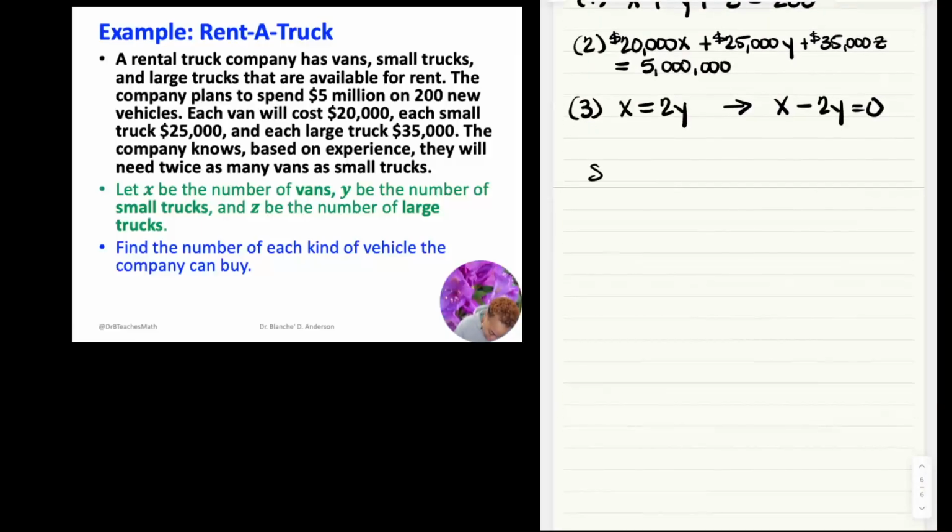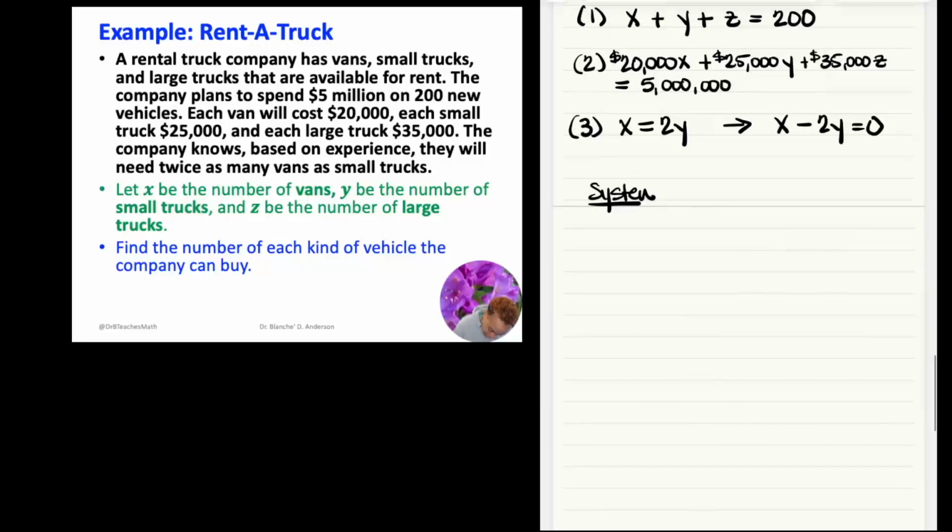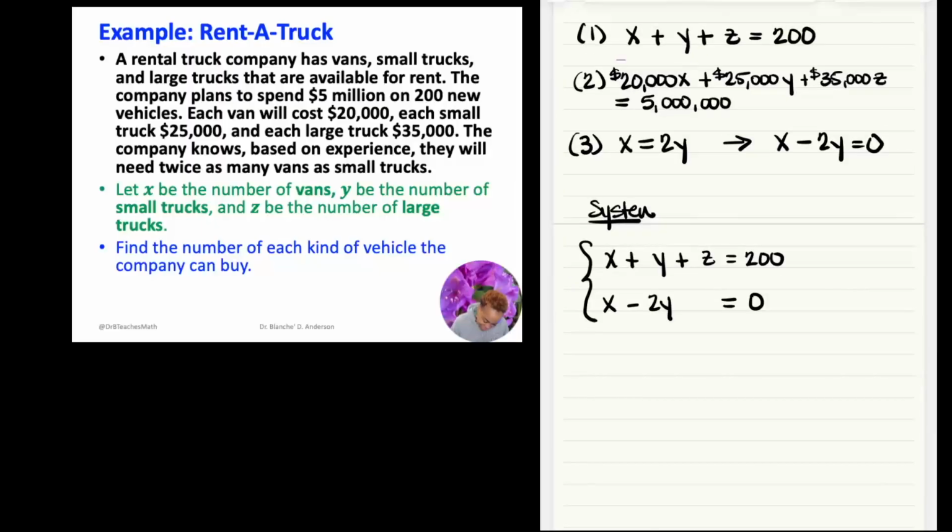So here's our system. We have, do my little 3. We have X plus Y plus Z equals 200. We have X minus 2Y, no Z, right, equals 0. Now, this equation is long. This one right here, sorry.